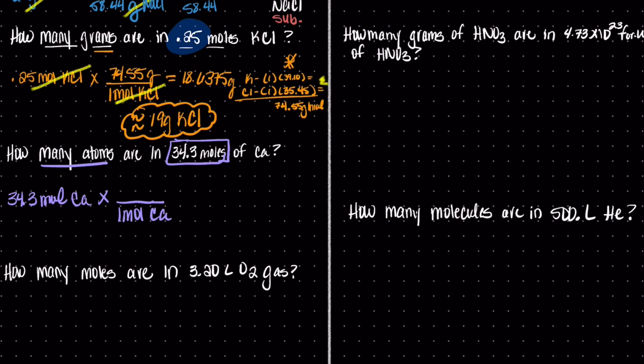Remember, I gotta have moles on the bottom because I gotta get it to cancel. I'm gonna have 6.02 times 10 to the 23rd atoms, that's what we're given, of Ca. And then you just multiply across. However, you need to keep this Avogadro's number in parentheses. Anytime you have scientific notation, it's a good habit to keep it in parentheses.